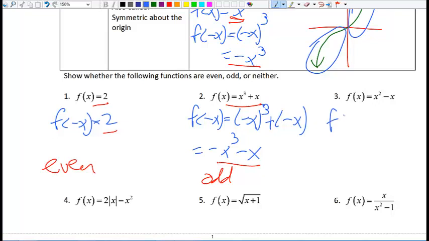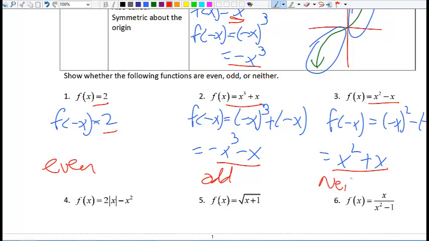Okay, number 3, replace x with negative x. I get negative x squared minus a negative x. This time, a negative x squared would be positive x squared plus x. Now, something interesting. I compare that to the original. The first terms are the same, but the second terms are opposite. So I've got this hybrid scenario going on here. This is actually an example of neither. It's not even or odd. It doesn't fit either definition exactly, so it's neither.